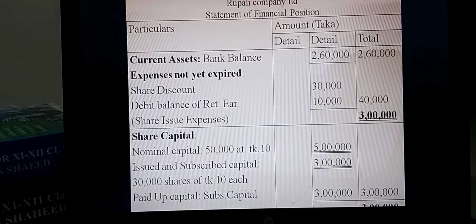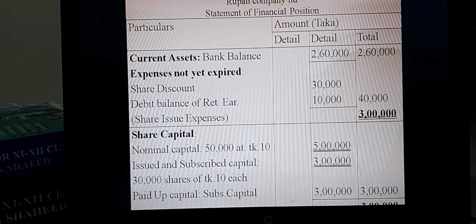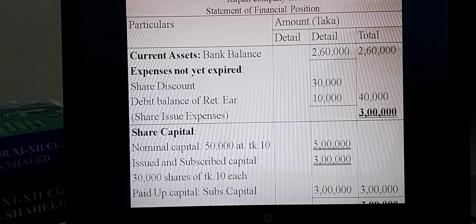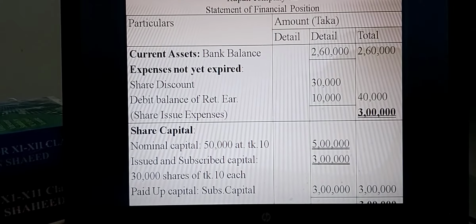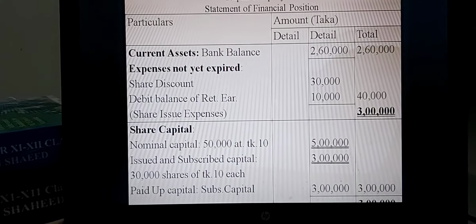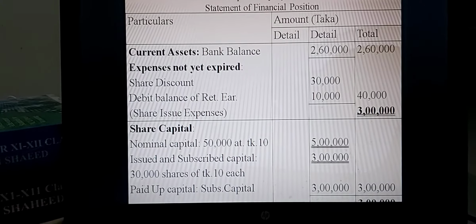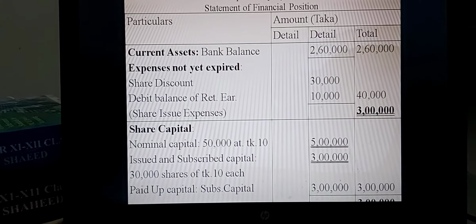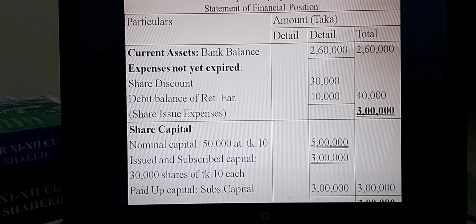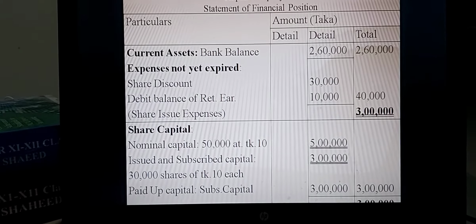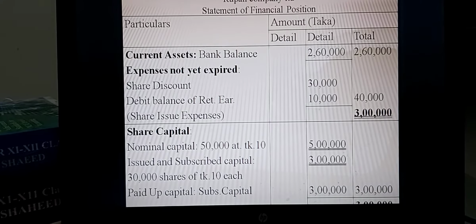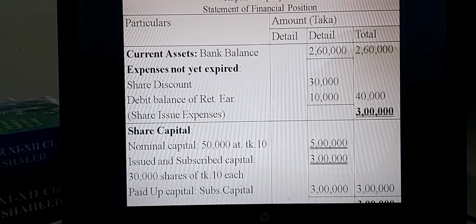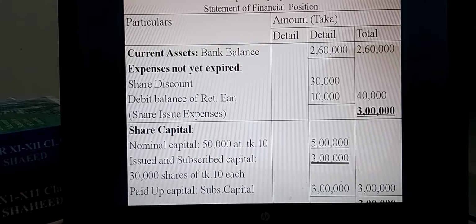Another head is available on the asset side, expense not yet expired, that is fictitious asset or other assets. Totally 2 items are available in this head. Number 1, share discount. Share discount is for taka 30,000 in this math. You can take it from the journal. Journal number 2, share discount is the amount of taka 30,000. At first you have to write in the middle column.